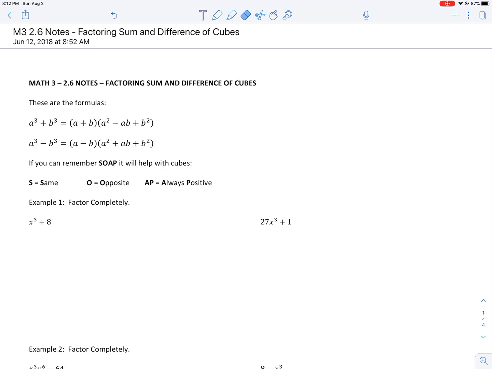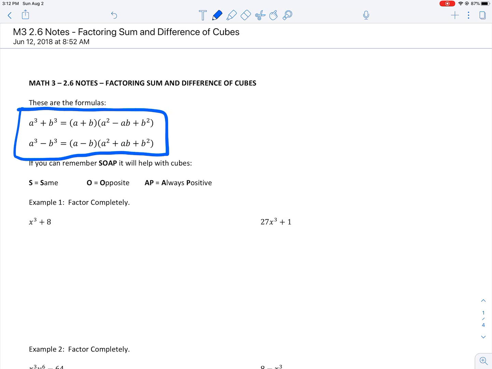So today we're going over note 2.6, factoring sum and difference of cubes. This is a new type of factoring that you really haven't seen. So please make sure as we go through this that you really reference these two equations here that I'm boxing. That's basically what you use to factor a sum and difference of cubes. So these are the formulas we're going to use.